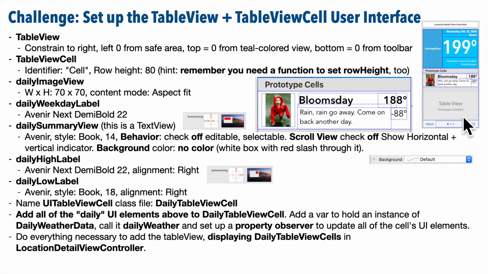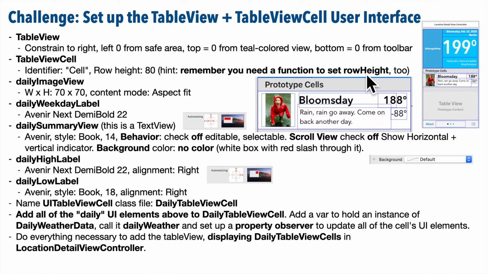Now, back to that table view, you need to have a table view cell as well. Give it the identifier name cell, give it a row height of 80. And remember, not only do you set the row height in your size inspector, you're also going to need to add a function to your extension to set the table view cell's row height. You also did that in to-do list, so you can check that out as a guide.